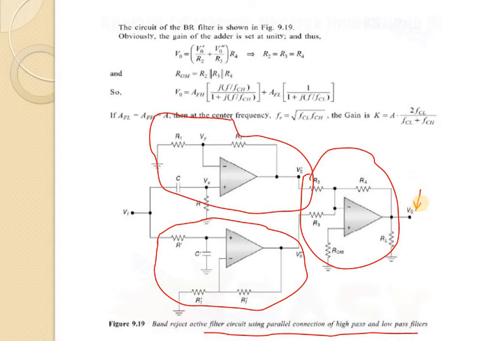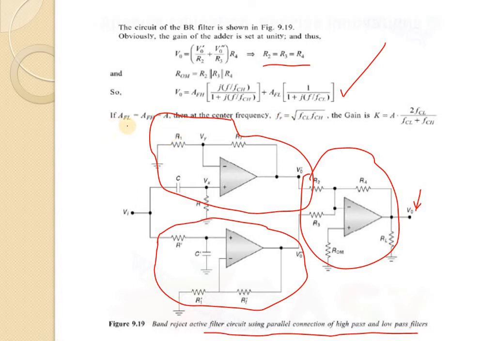Obviously the gain of the adder is set as unity, so we can write V0 equals V0' by R2 plus V0'' by R3, into R4. So we get R3 equals R4, and R1 equals the parallel combination of R2, R3 and R4. Then we calculate the output voltage in this form.